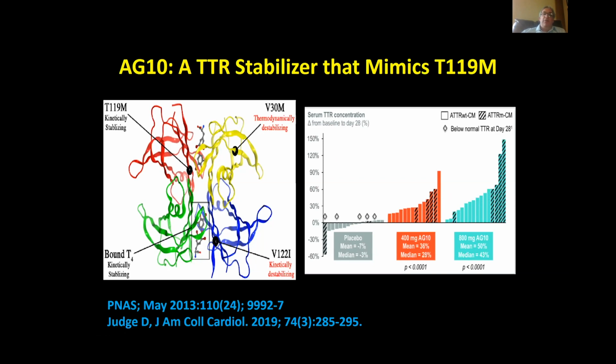The construct here being that stabilization locks the protein together, and the current serological testing that's used clinically for measuring prealbumin measures intact tetramers, not monomers.